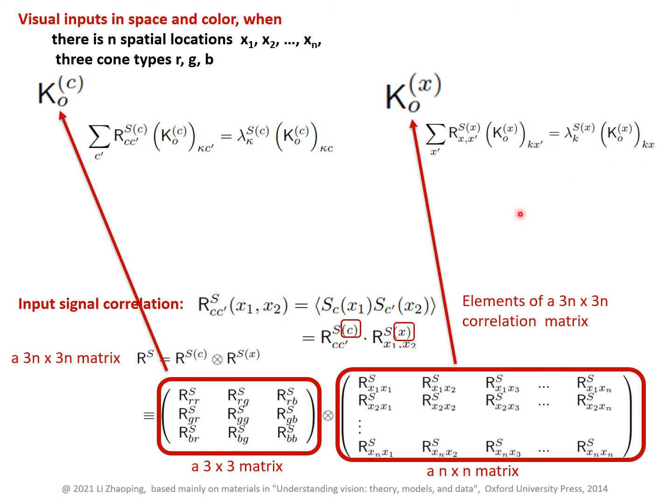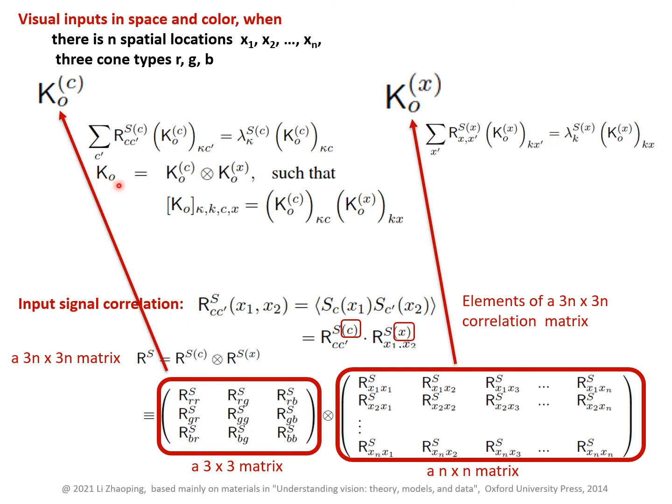And now you can prove that for this general 3n by 3n matrix, the corresponding decorrelation matrix K_O is made from the tensor product of this color decorrelation matrix and this spatial decorrelation matrix. Each one of its row vectors is made from a row vector in here and a row vector in there. So it's kappa's row vector in here and k's row vector in there.